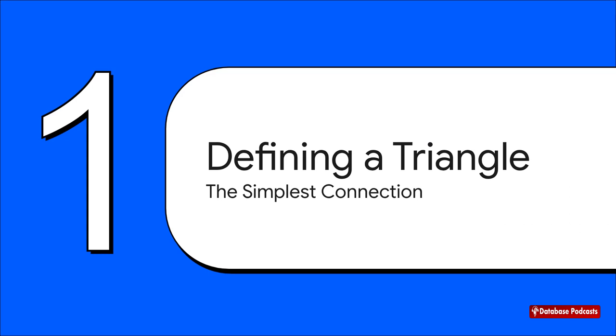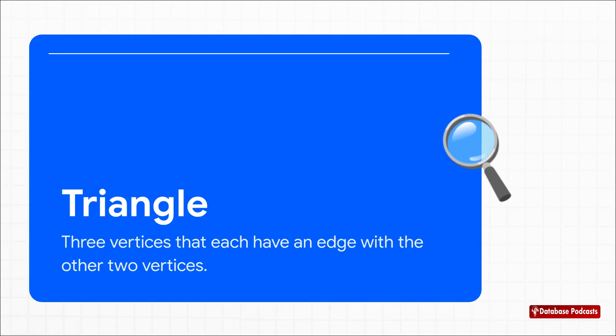Okay, so to get our heads around how we can analyze all these connections, we don't have to start with anything super complex. Actually, we can start with the simplest possible shape you can imagine that shows a complete, totally closed relationship. Let's define what we mean by a triangle when we're talking about graphs. And really, it's pretty much what it sounds like. A triangle is just a set of three nodes, or vertices, where every single one is directly connected to the other two. So if you've got A, B, and C, it means A is connected to B, B is connected to C, and, this is the important part, C is connected back to A. It's this perfect, closed loop of mutual connection.